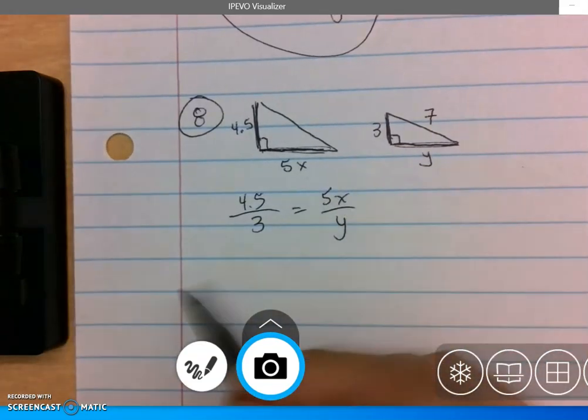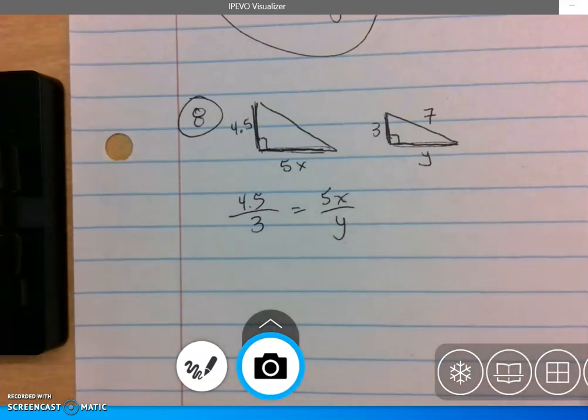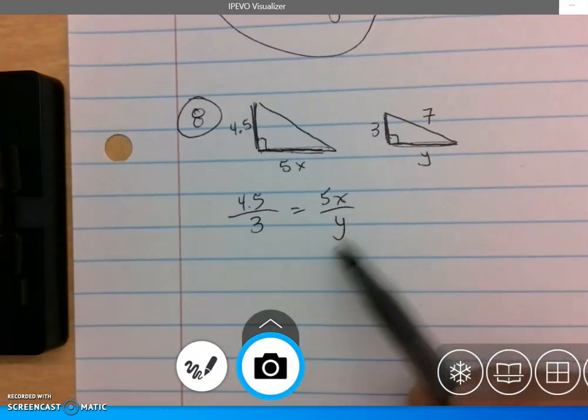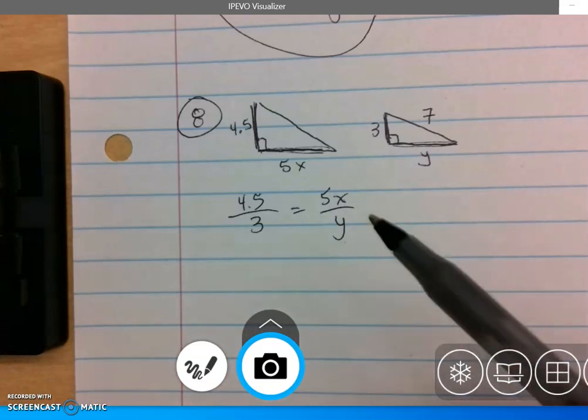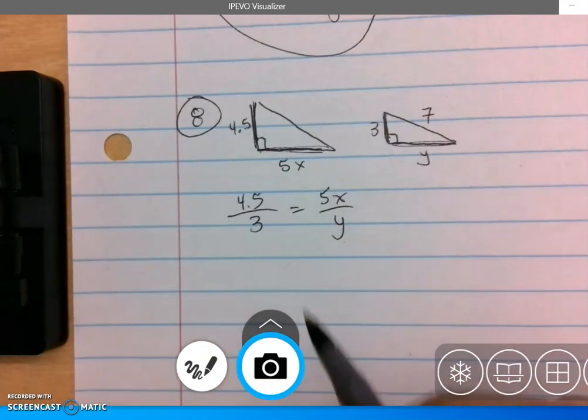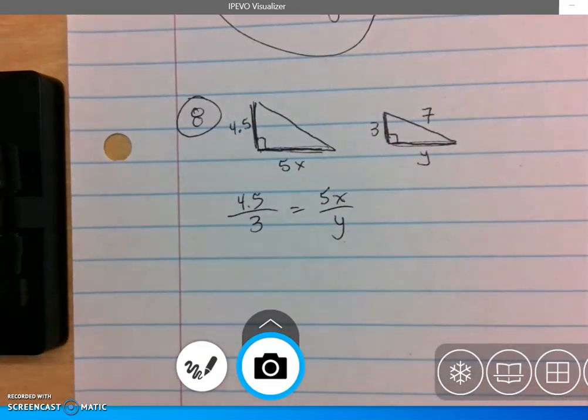The problem here is if you cross multiply and you've got an x and a y, that's a huge problem. So we've got to figure out what either x or y is first to help cross multiply this. You can't solve two variables with one equation. And the way we're going to do this is a bit different.